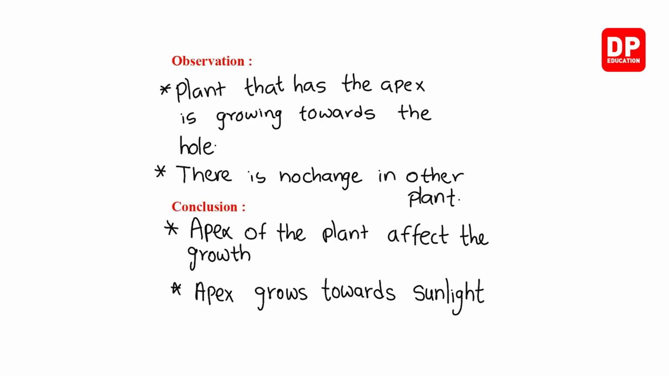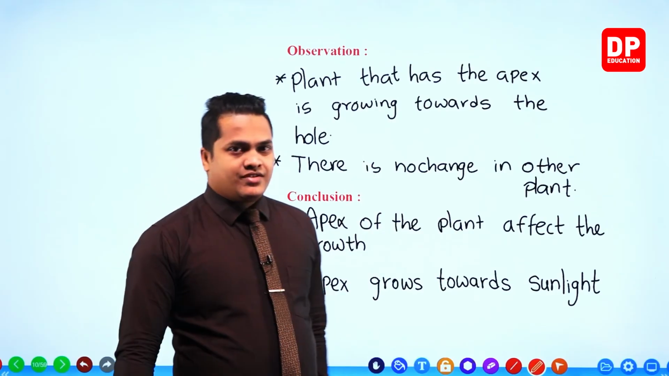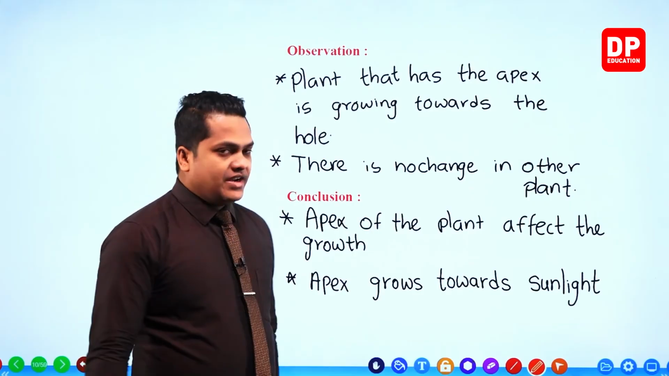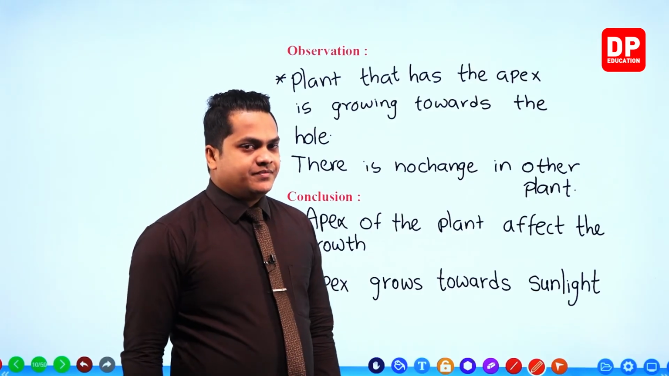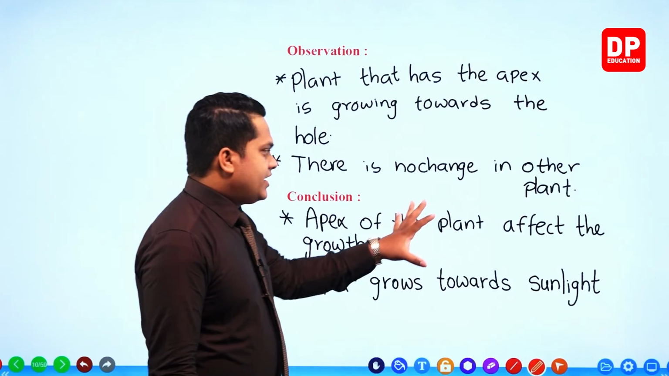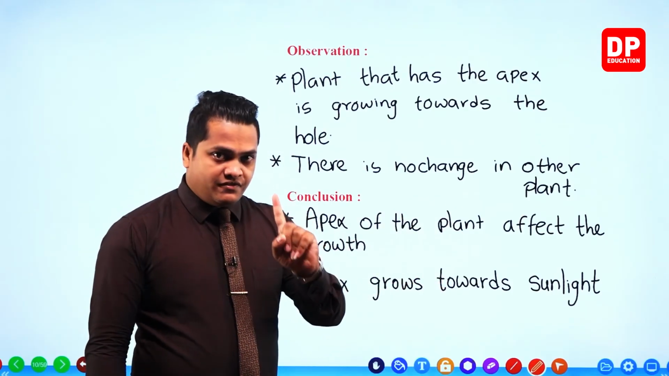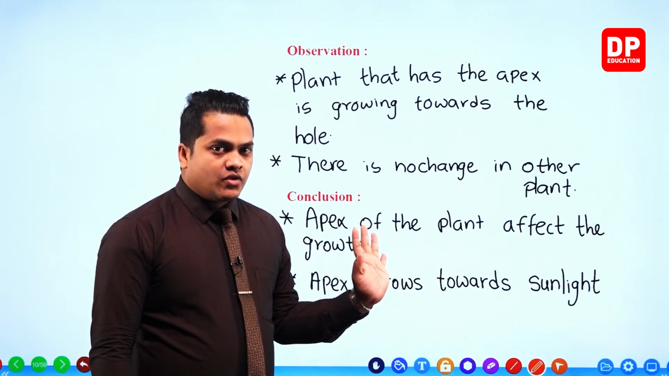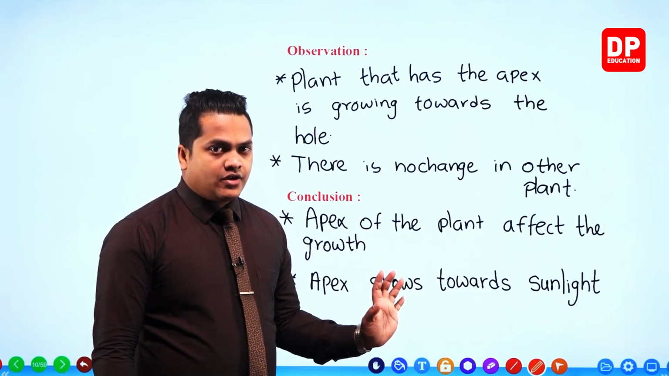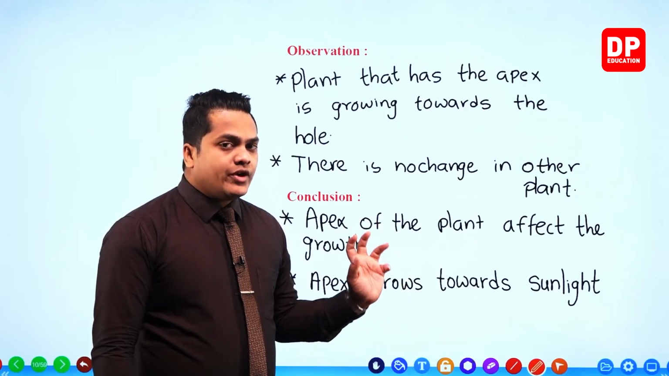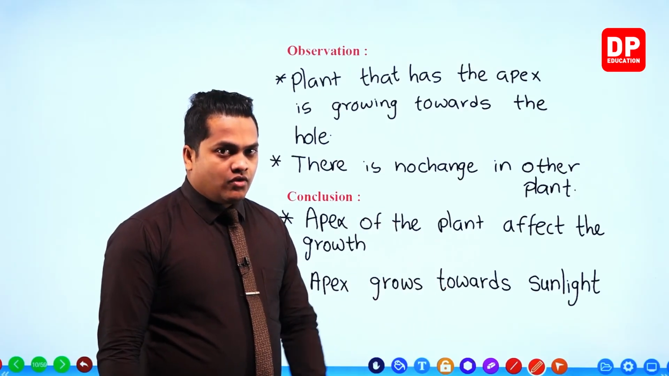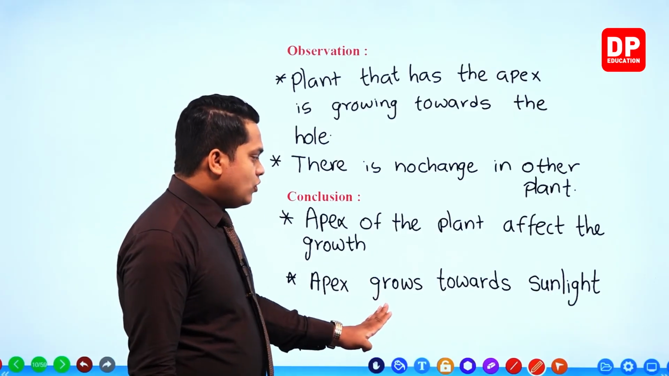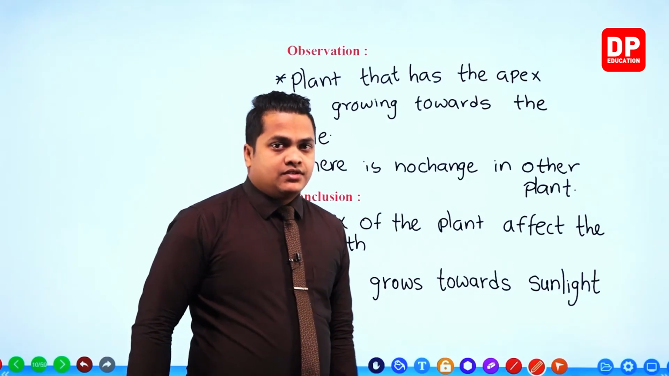So it's not proper to include this over the observation, right? Because that is the conclusion that we took, no? So I have mentioned that under the conclusion. It's much better. So apex of the plant affects the growth. This is our first conclusion. From this activity also we can conclude that the apex of the plant directly influences the growth of the plant. Then the second conclusion, apex grows towards sunlight.